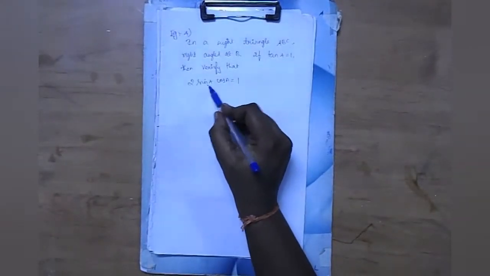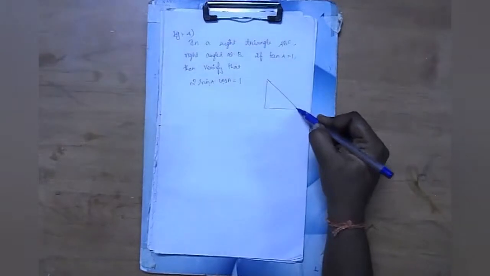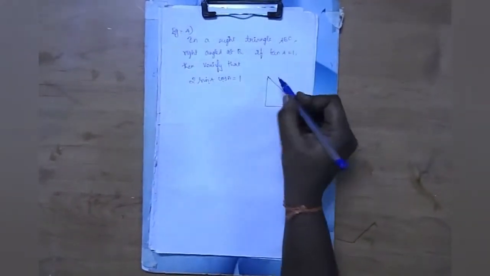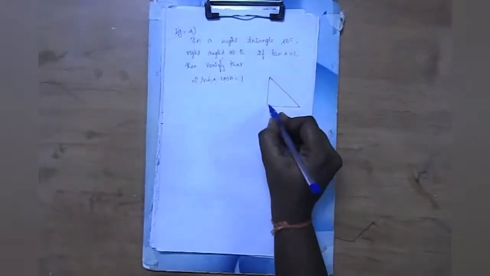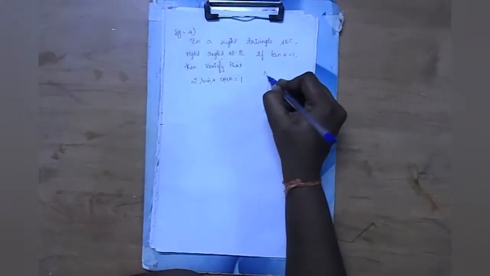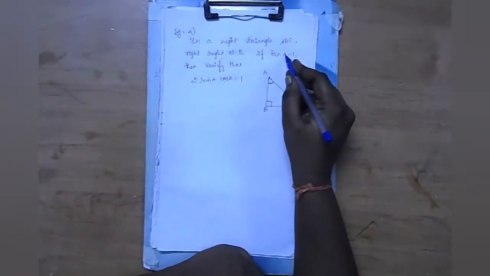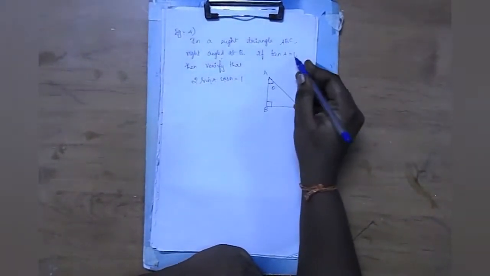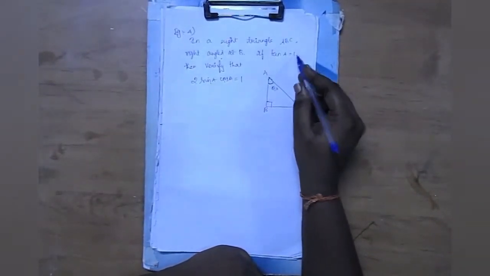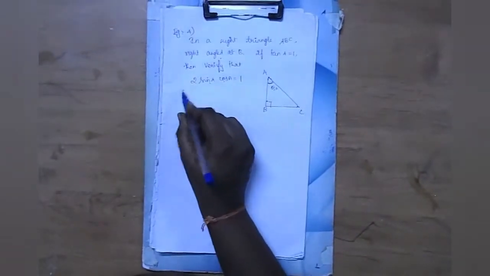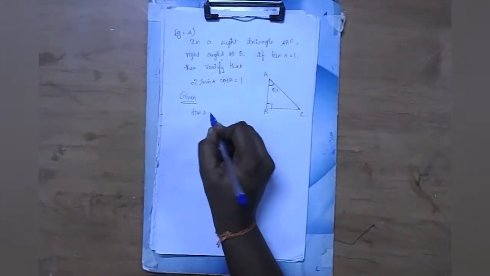So, we need to find out the sin A value and cos A value. Right angle triangle is given, A, B, C. Right angle at B, so at B it is a right angle. So, tan A, this is theta. That is theta means theta equal to angle A. So, tan A equal to 1.